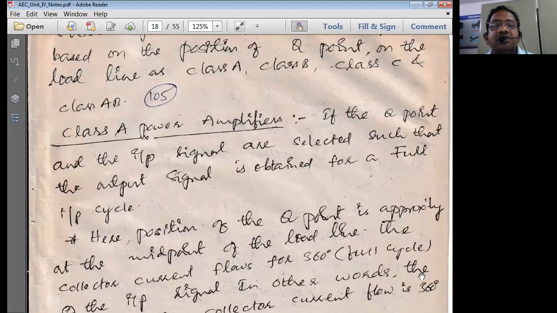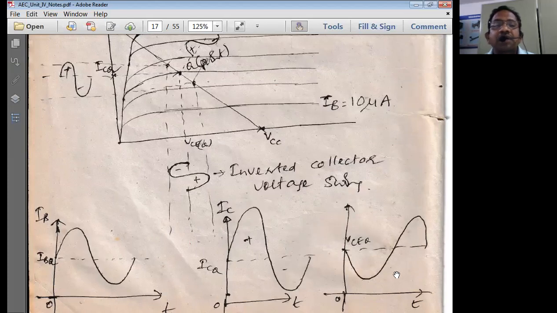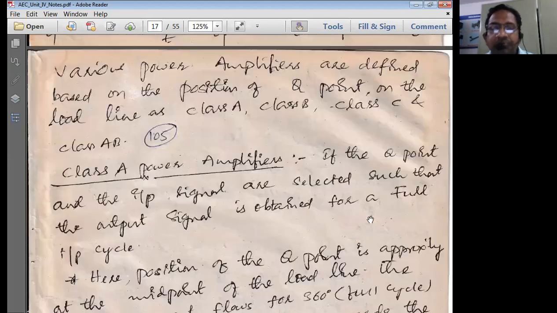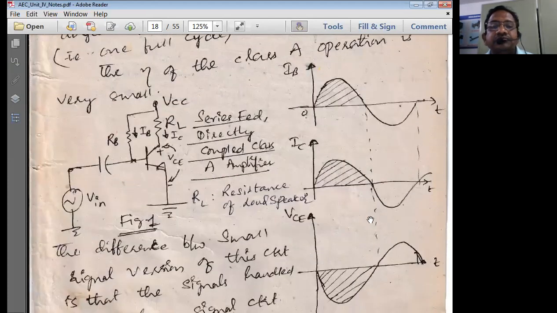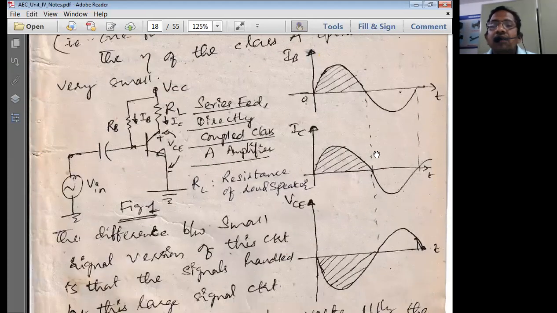So if it is at the middle of the active region, it is called class A type of amplifier. It is exactly the same as the CE amplifier, as per our previous discussions. Now we discussed the simple CE amplifier. Now this amplifier is simply called a series fed directly coupled power amplifier.